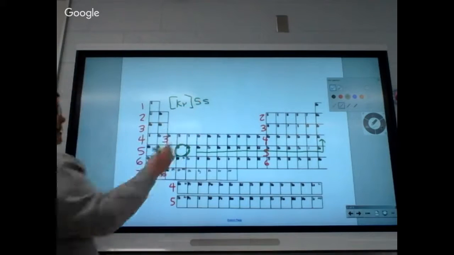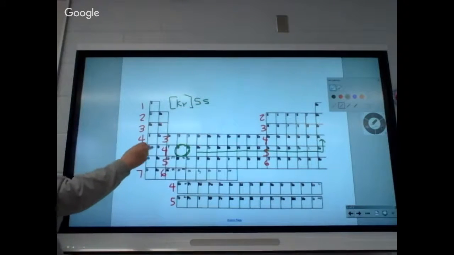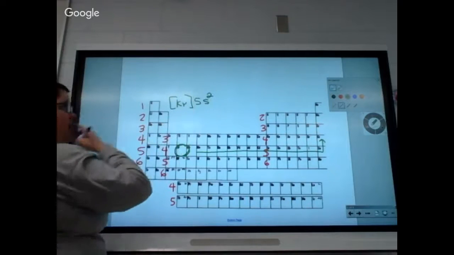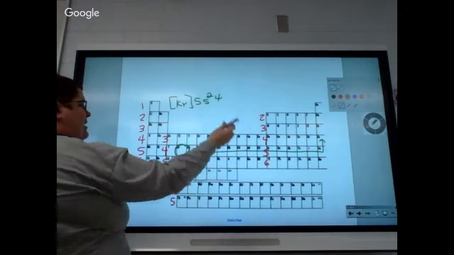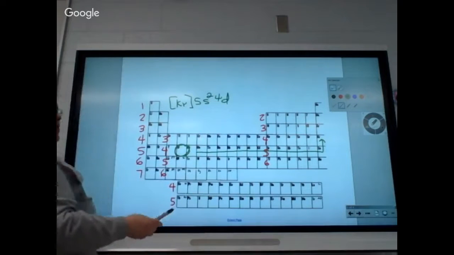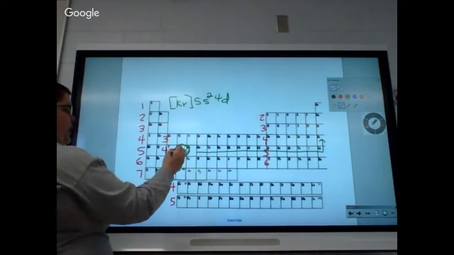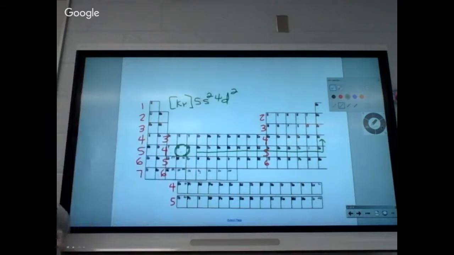What block is this? You write S. How many elements do you have? 1, 2. Put a 2 there. From there, what number is it? 4. What block is this? D. How many elements do you have? 1, 2. And you're done. That's all there is to shorthand notation. Does that make sense?